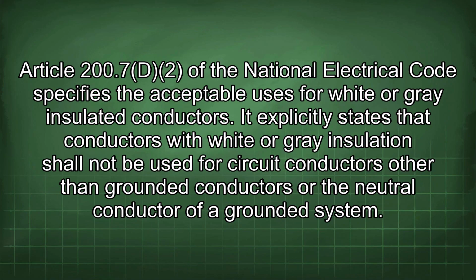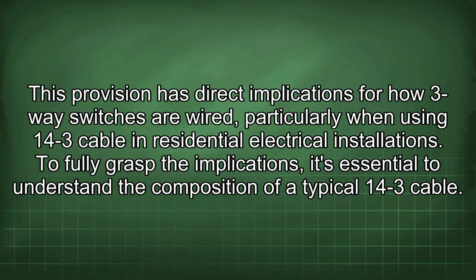Article 200.7 of the National Electrical Code specifies the acceptable uses for white or grey insulated conductors. It explicitly states that conductors with white or grey insulation shall not be used for circuit conductors other than grounded conductors or the neutral conductor of a grounded system. This provision has direct implications for how three-way switches are wired, particularly when using 14-3 cable in residential electrical installations.